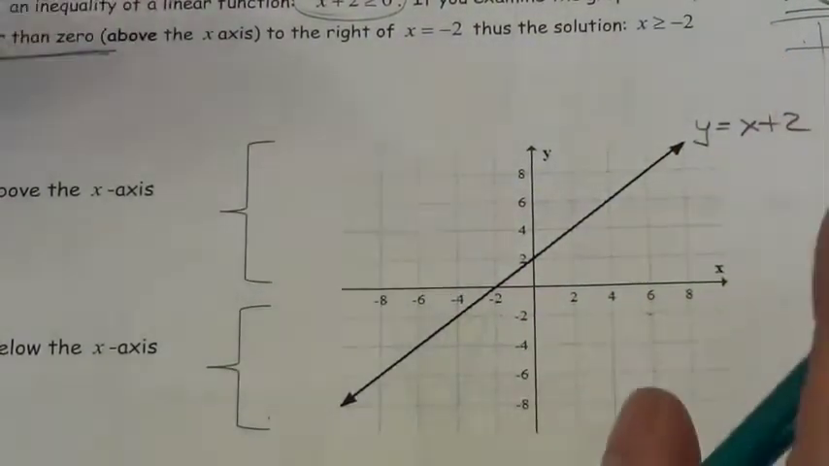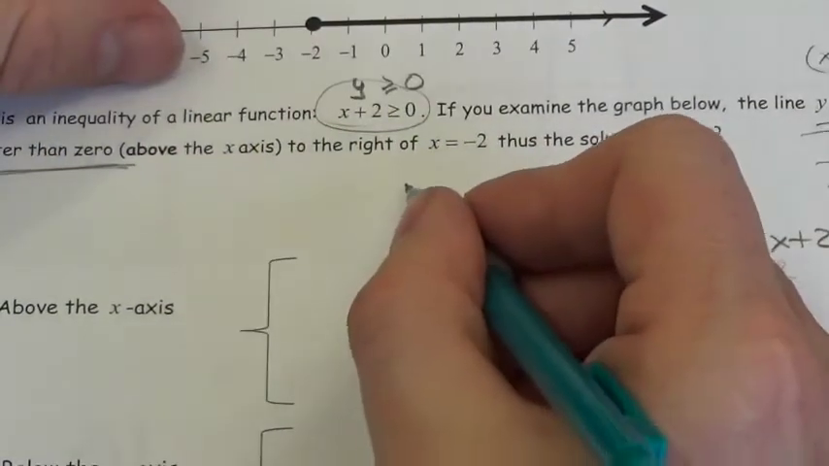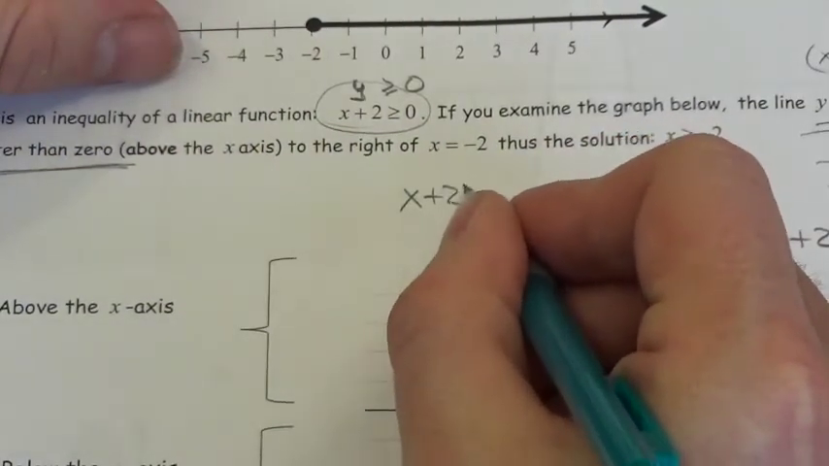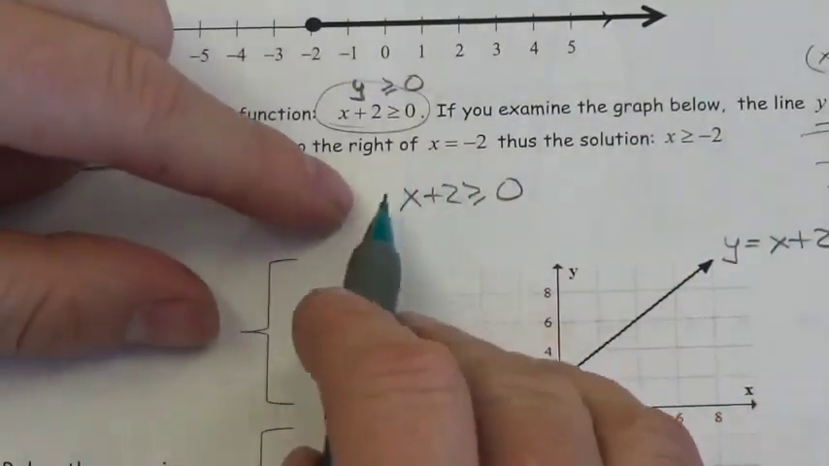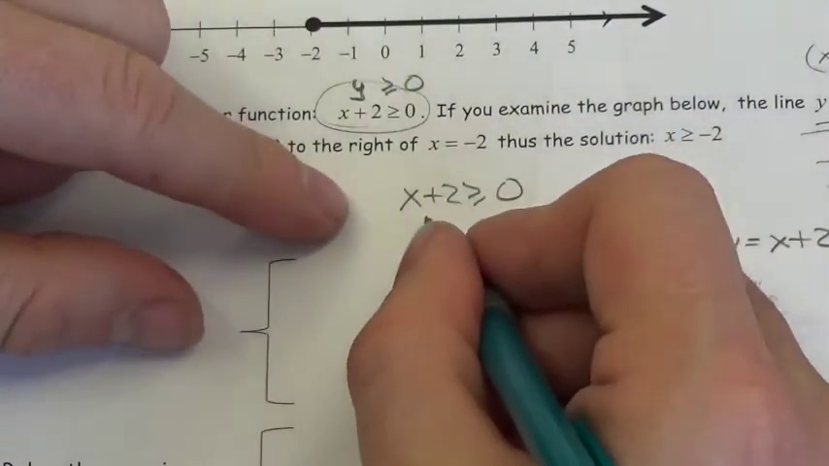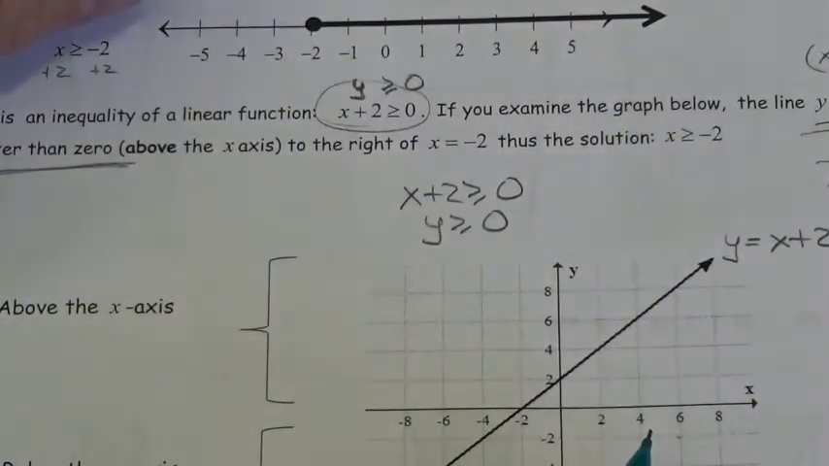I was just asking, okay, where is x plus 2 greater than or equal to 0? Now bear in mind what that means. I know that this is a way of getting the y coordinate. So I'm asking, where is y greater than or equal to 0?